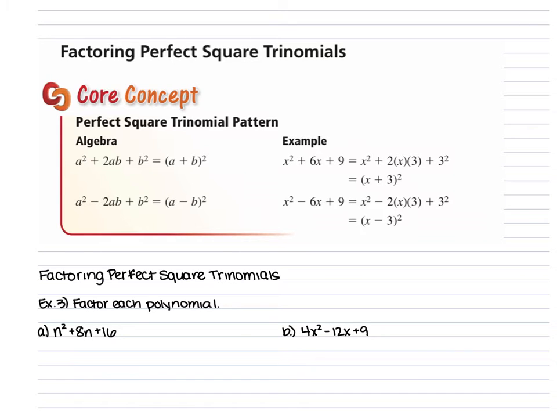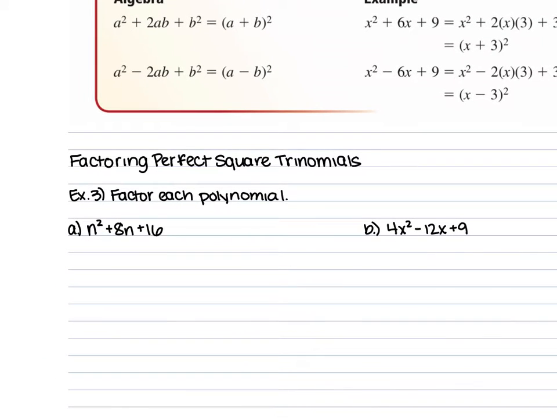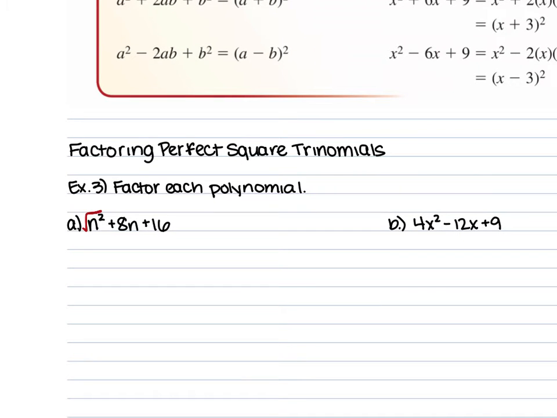So if we look at example 3a, we have n squared plus 8n plus 16. We can take the square root of that n squared. It gives us n. We can take the square root of that 16. It gives us 4. If we multiply the n and the 4 by a positive 2, it gives us 8n, which is the same term as that middle term. Now, the way I know whether or not that 2 is positive or negative is because I take the sign on that middle term, which is why I circled that plus sign.